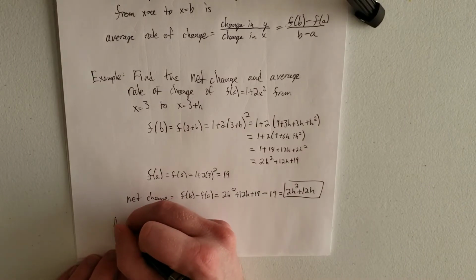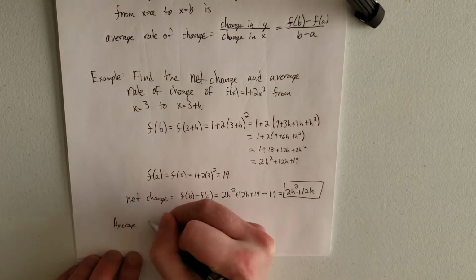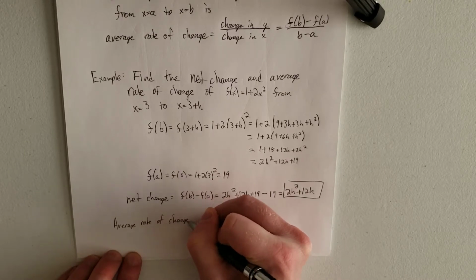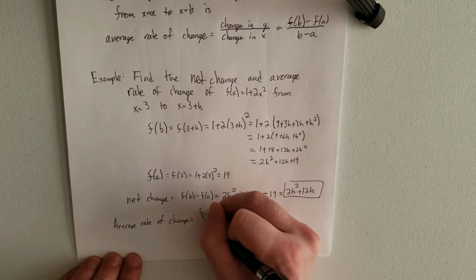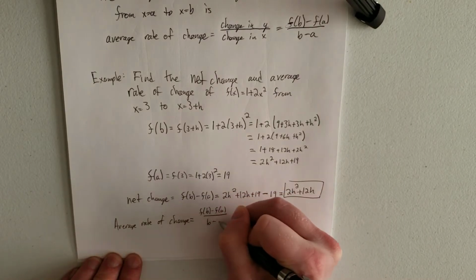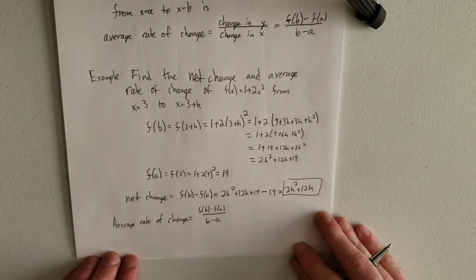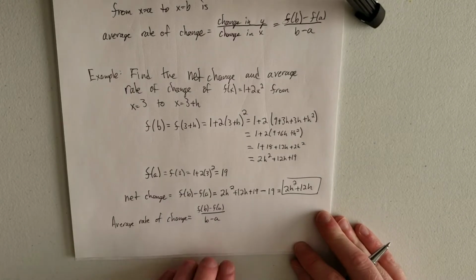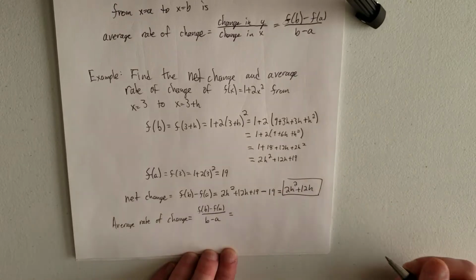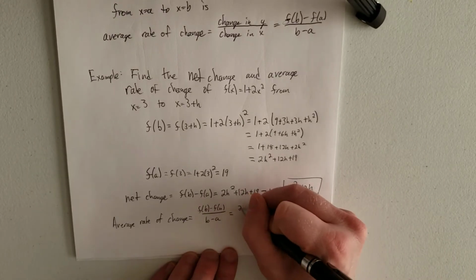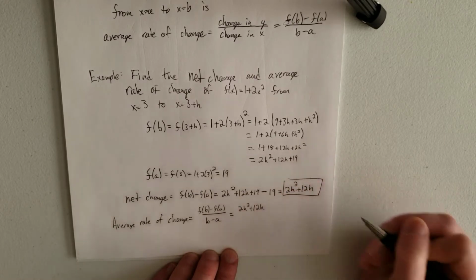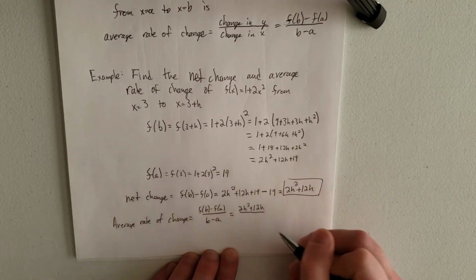Average rate of change is f of b minus f of a all over b minus a. Well, we've already done the f of b minus f of a calculation, right? That was our net change. So this is in fact just our previous answer, 2h squared plus 12h. And all divided by b minus a.